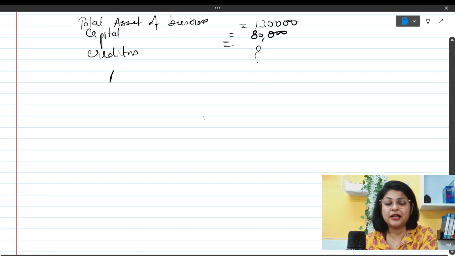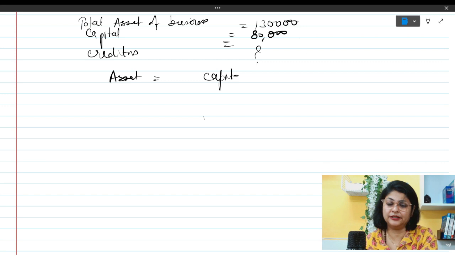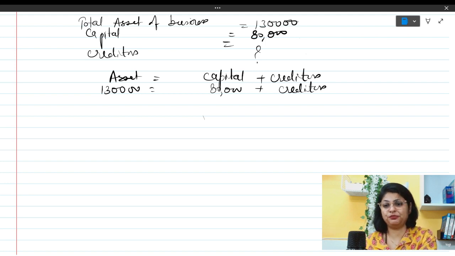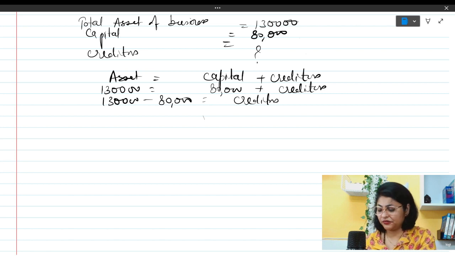So I'm writing my accounting equation. Accounting equation is asset is equal to capital plus liabilities. In this case, instead of writing liabilities, I will write creditors. So here is my 1,30,000. Assets are 1,30,000. Capital is given to us as 80,000 and creditors we don't know. So creditors I will write as it is, and by change of place this 80,000 will come over here. I will find out what is the amount of creditors. Okay, so this is how I'm going to get creditors. So the amount of creditors over here is 50,000 rupees.